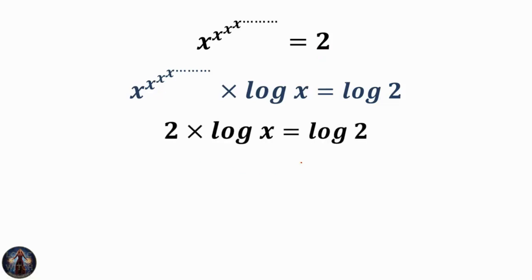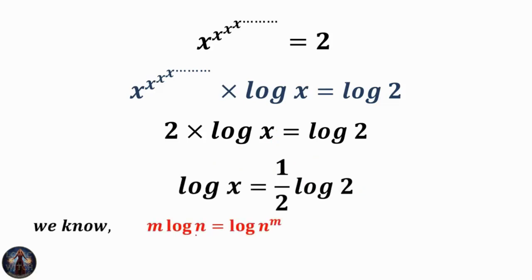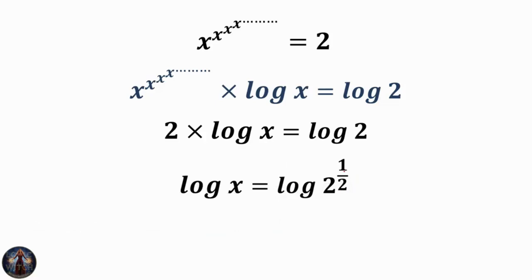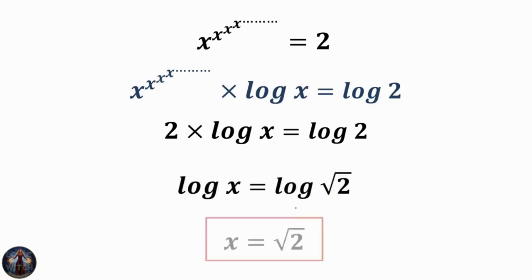Right now I'm going to take this 2 to the other side, so the value of log x is going to be 1 by 2 times log 2. Now we have this identity, right? So using this identity I can write this 1 by 2 as an exponent of this 2. So I'll get this expression as log 2 raised to the power 1 by 2, and I know that 2 raised to the power 1 by 2 is nothing but root 2. So now comparing both sides, we'll get the value of x as root 2.